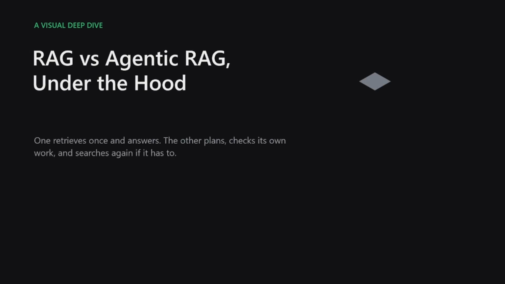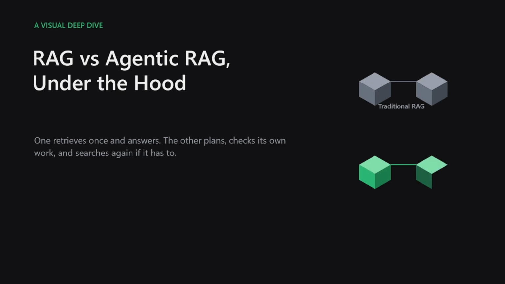Today we are going to understand the difference between traditional RAG and agentic RAG. Both try to give better answers by using information from documents or other sources, but the main difference is this. Traditional RAG usually searches once and then answers. Agentic RAG can plan, check what it found, and search again if needed. So in this session, we will see why agentic RAG is more flexible and when traditional RAG is still good enough.